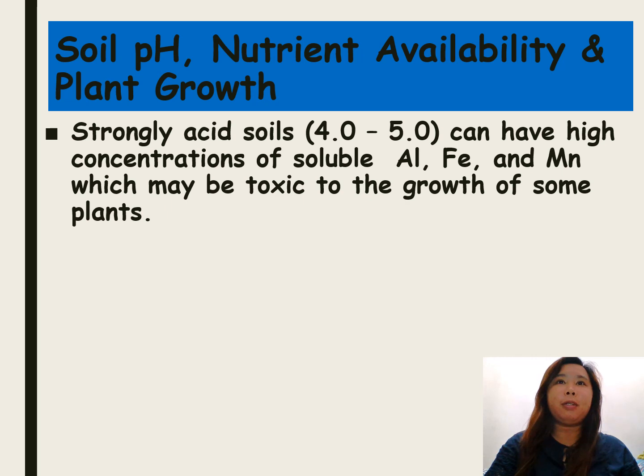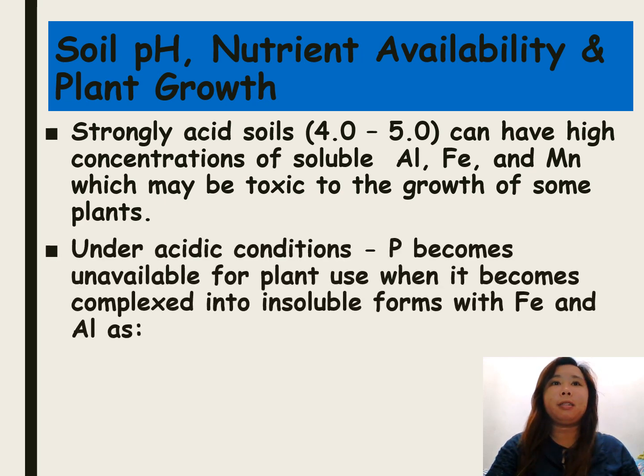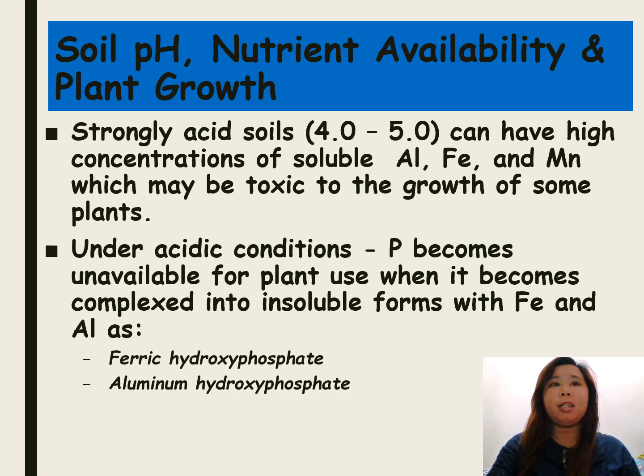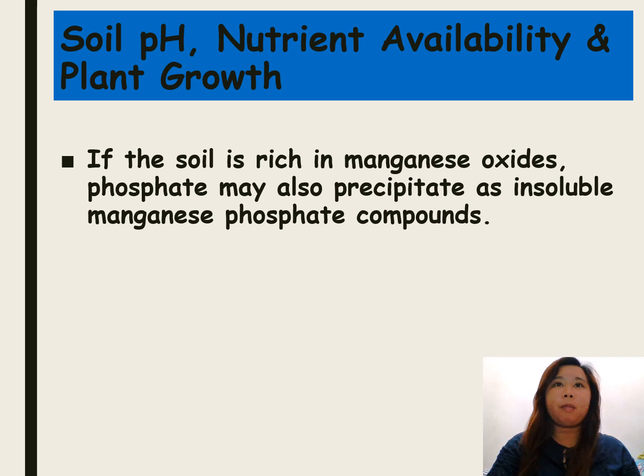Strongly acid soils with a pH of 4 to 5 can have high concentrations of soluble aluminum, iron, and manganese, which may be toxic to the growth of some plants. And under acidic conditions, phosphorus becomes unavailable for plant use when it becomes complexed into insoluble forms with iron and aluminum as ferric hydroxyphosphate or aluminum hydroxyphosphate. If the soil is rich in manganese oxides, phosphate may also precipitate as insoluble manganese phosphate compounds.